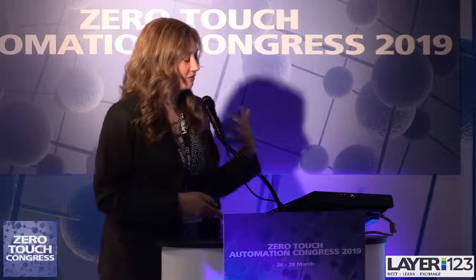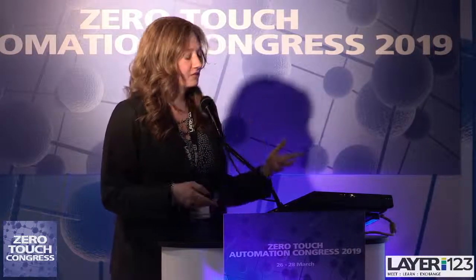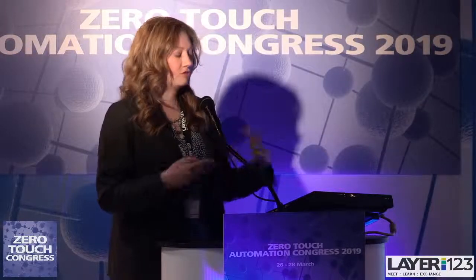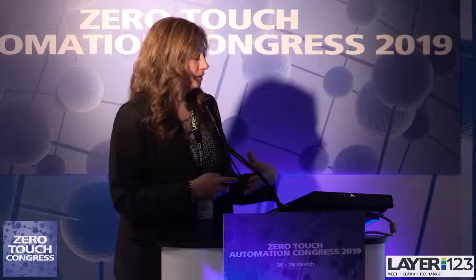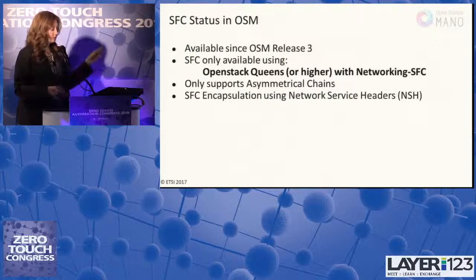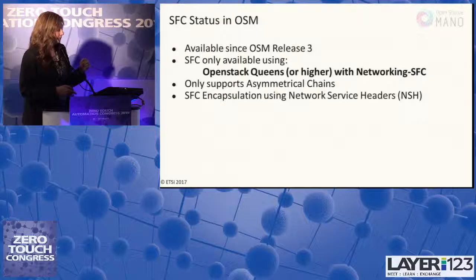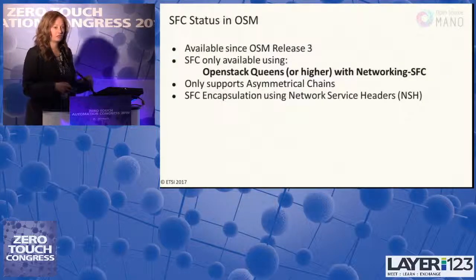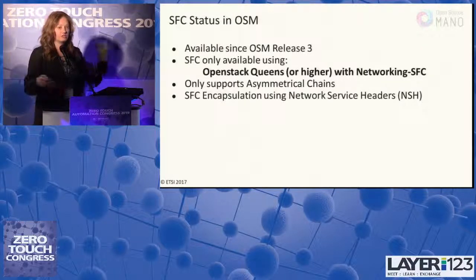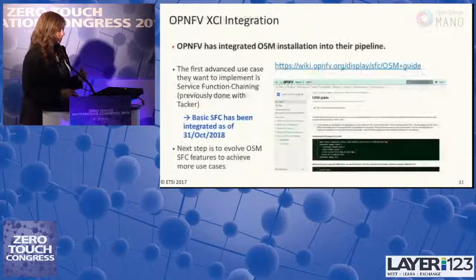So as of Release 5, SFC has a lot more features. We had some SFC capabilities as of Release 3 as an experimental feature, but we fleshed it out. It's available using OpenStack Queens or later. Right now, it currently supports only asymmetrical chains, and I'll talk a bit about what that is in a second. And it uses the NSH service encapsulation headers. So those of you who are familiar with SFC architecture, it uses the NSH technologies to make this possible.